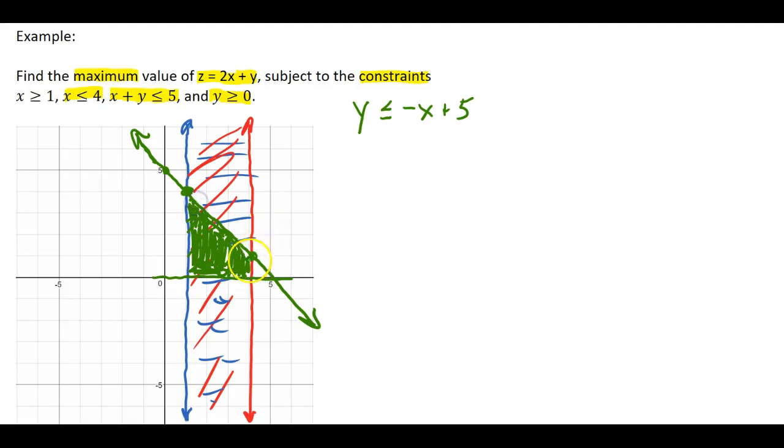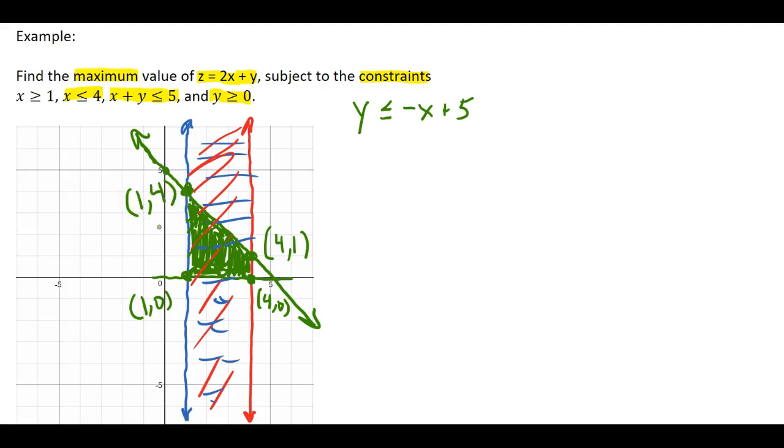All right, now the next thing to do is to locate the vertices of this shaded area, the corners. So this is at 4, 1. This one down here is at 4, 0. This one right here is at 1, 0. And this one here is at 1, 4.